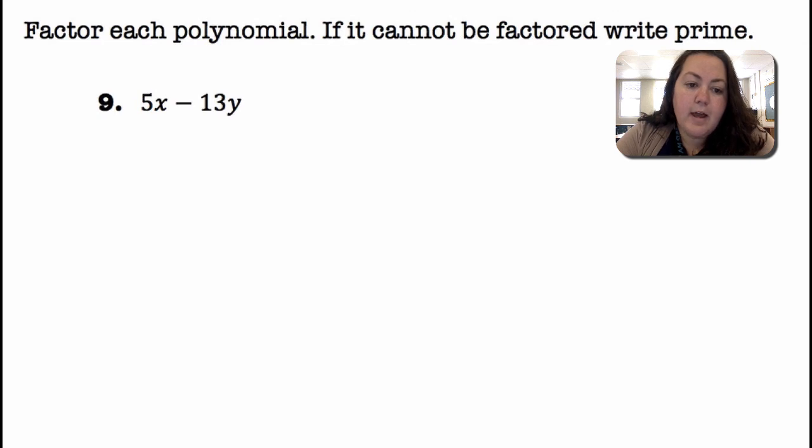9, I have 5x minus 13y. Well, there isn't a number that goes into 5 that also goes into 13. And one of the terms has an x and the other has a y, so they don't share any variables either. So this one would be prime.